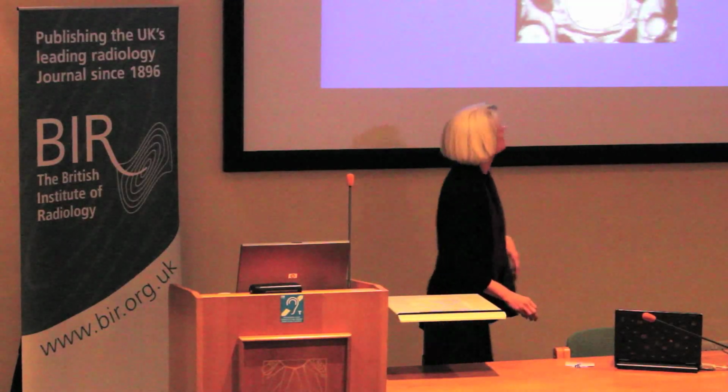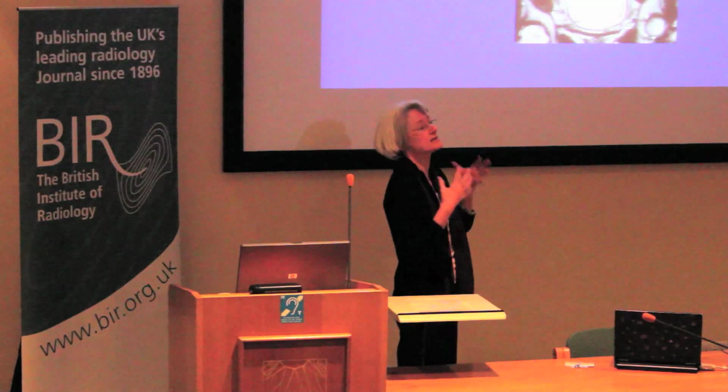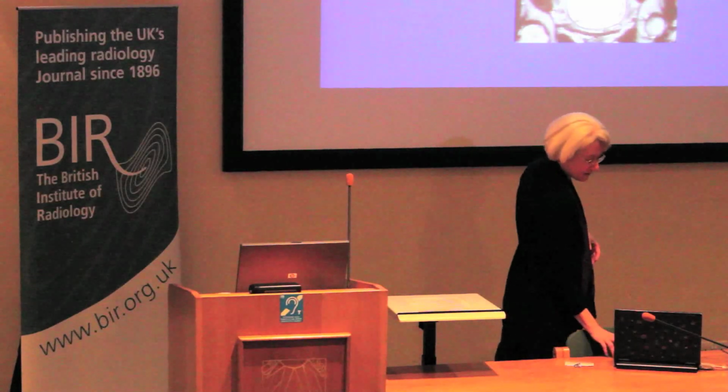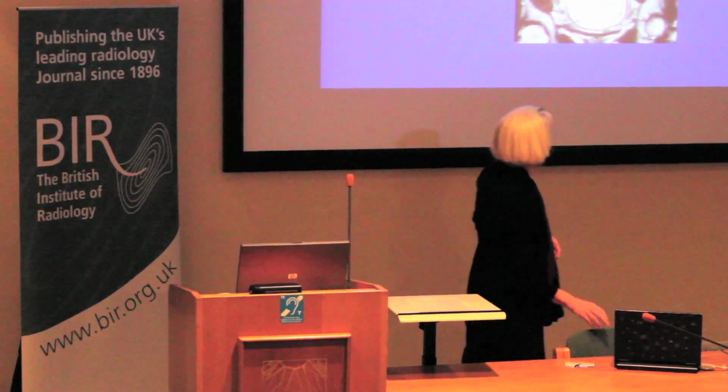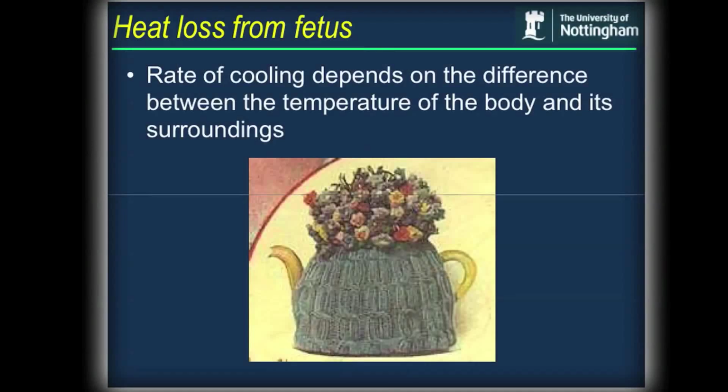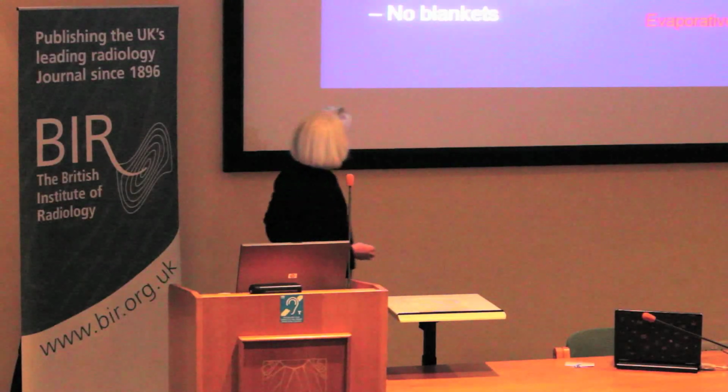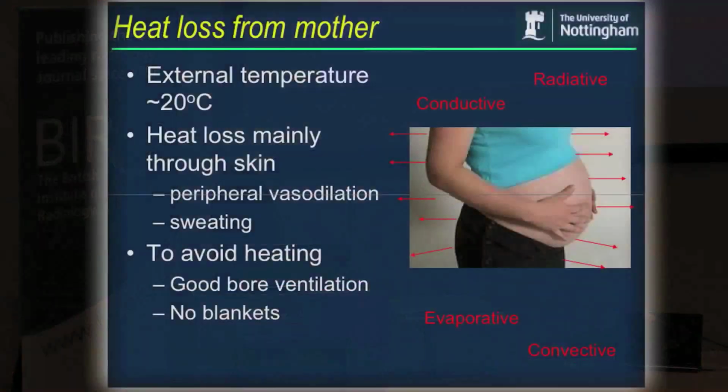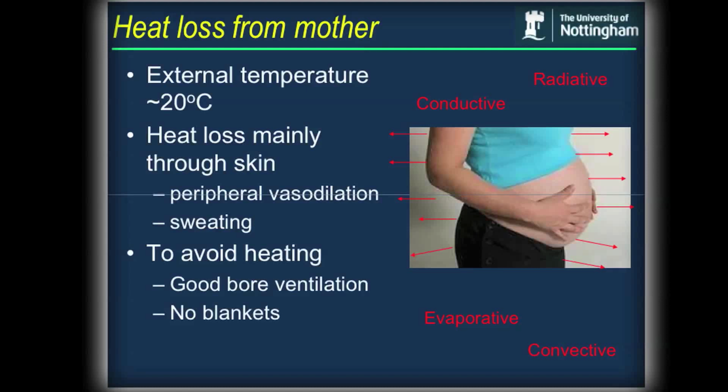But now consider the fetus. The fetus is lying there inside the mother's abdomen. And, of course, the mother acts rather like a tea cosy, keeping this baby insulated from the outside, so it cannot sweat off heat, and it cannot lose heat by airflow. And it's not in a low humidity environment, though that's probably not relevant. As for heat loss mechanisms for the mother, we're told to keep the atmosphere at 20 degrees. We're meant to lose heat through the skin, through peripheral vasodilation and sweating. And we keep good ventilation and no blankets.